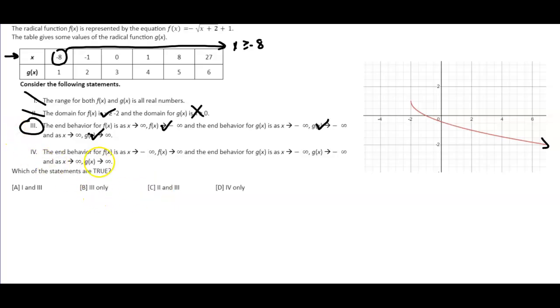But let's look at 4 just so you can see why. End behavior for f of x is, again, we're on the graph. As I go left, my x's are decreasing, my y's are going up. To infinity? That is not positive infinity, because as I go left, they are going up, but they stop here, can't go any further. That has a y value of 1. So this right here should have been 1. So by default, the rest of it is incorrect. So the only true statement in this case is statement number 3.